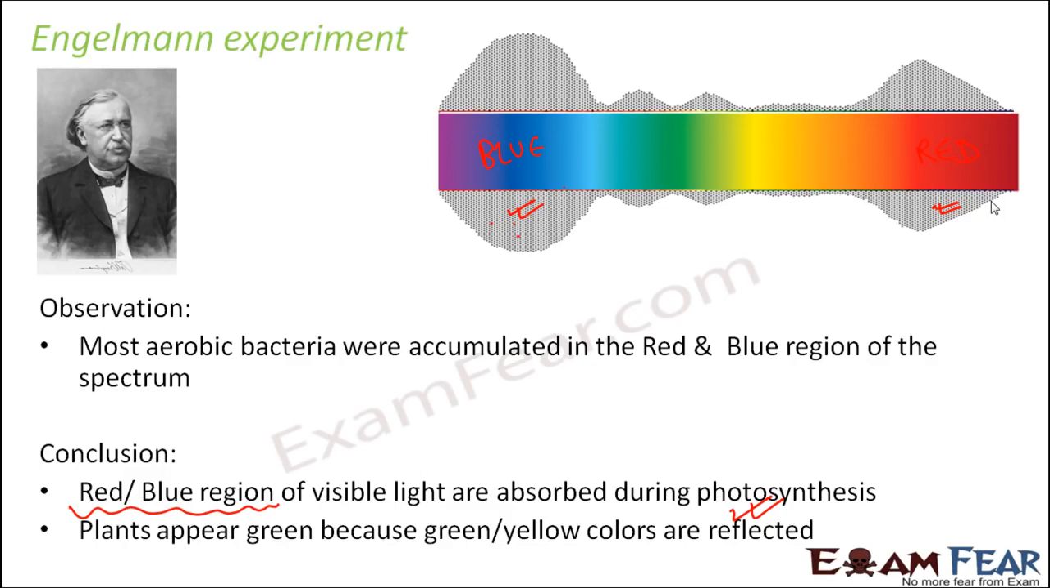Here you can see very clearly that the blue and the red regions are absorbed. So what is reflected? Mostly the green and the yellow regions. Green being more dominant than yellow, plants mostly appear green. However, some plants also do appear yellow when they dry up or when the content of chlorophyll reduces. So plants appear green due to two reasons.